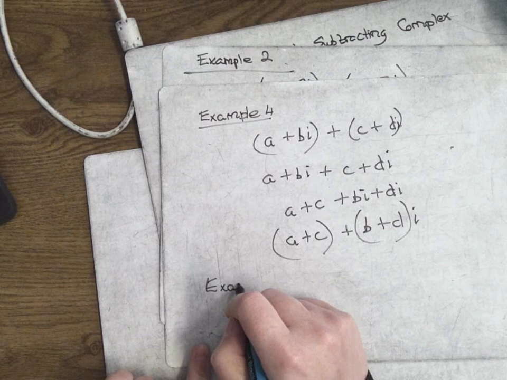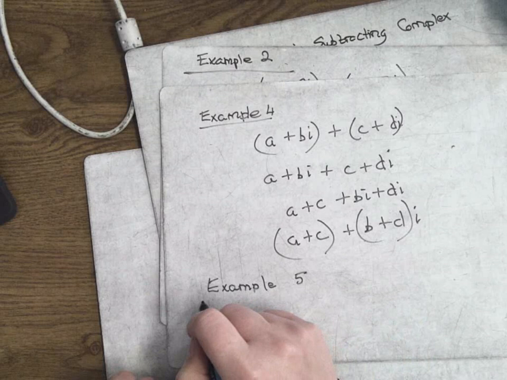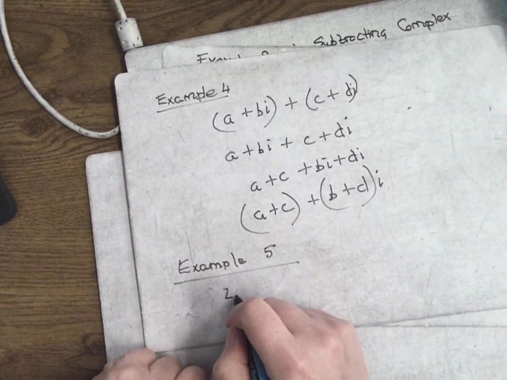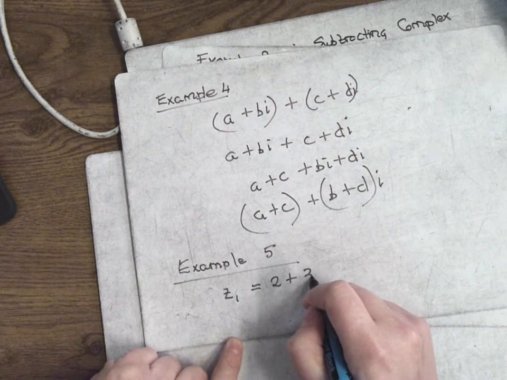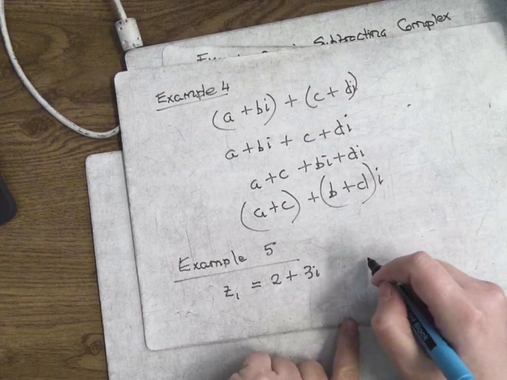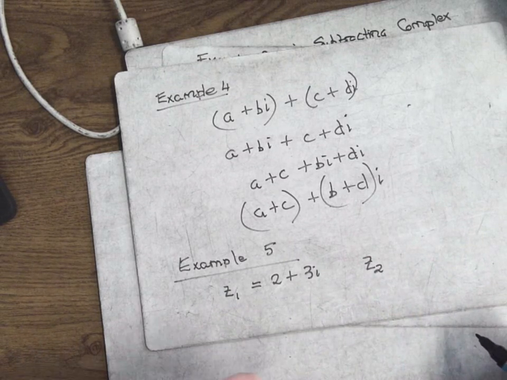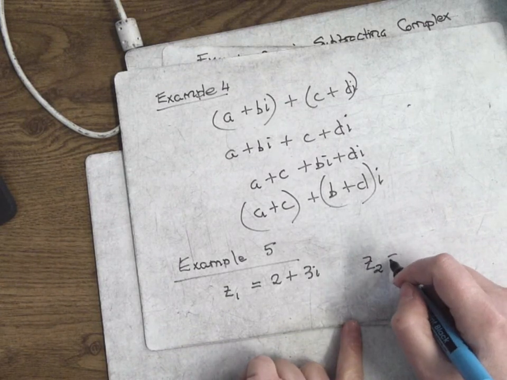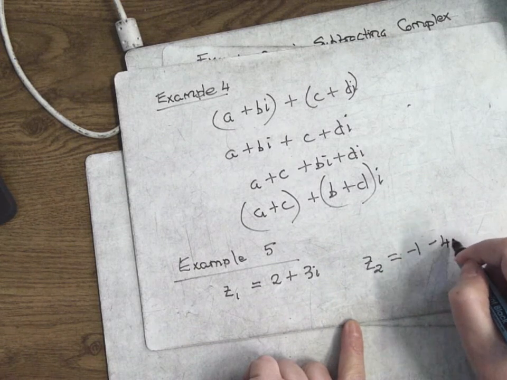Okay, example 5. Now this is more like what they'll ask you in an exam, right? Okay, so they'll tell you Z1 is equal to 2 plus 3i. Z1, the first complex number, is 2 plus 3i, right? The second complex number, we call it Z2. I'm just putting a cross in my Z's because my Z's start to look like 2's after a while, so just so you know it's a Z and not a 2. So my second complex number is minus 1 minus 4i, okay?